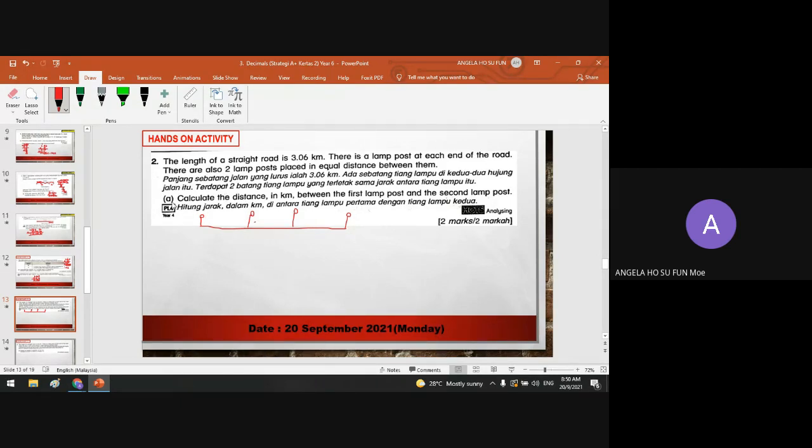Then question A is asking, be careful: calculate the distance between the first lamp post and the second lamp post. This is the first lamp post, and this is the second lamp post. If they are stated to be at the same distance, what is the distance between the first lamp post and the second lamp post? Find out, please. 1.02 kilometer.